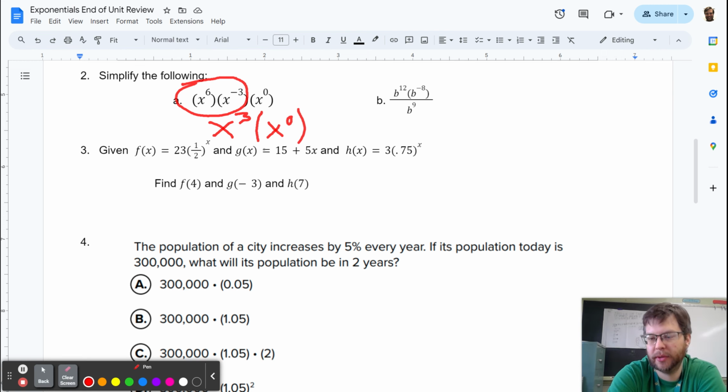Now it's the same sort of problem. It's two things multiplied with the same base. 3 plus 0. That's it.